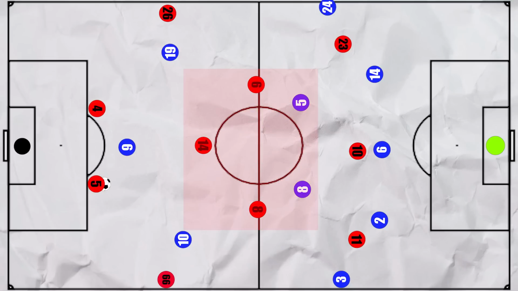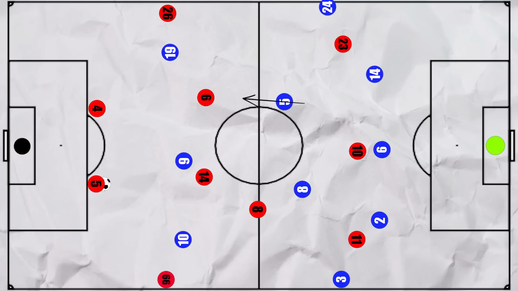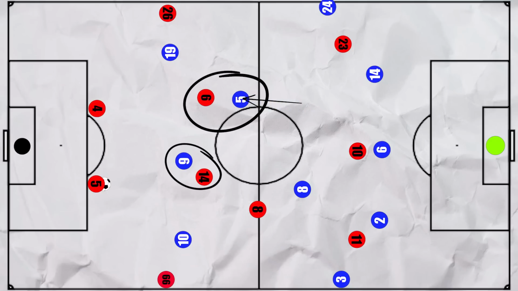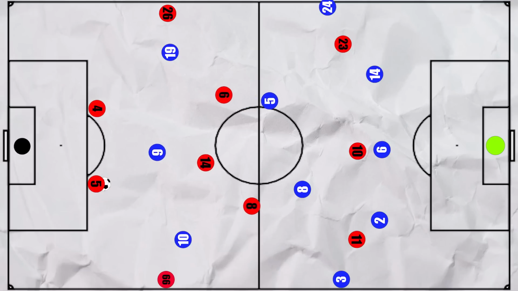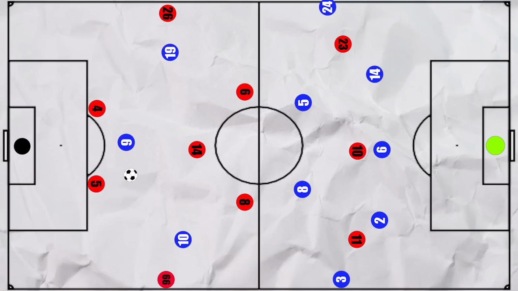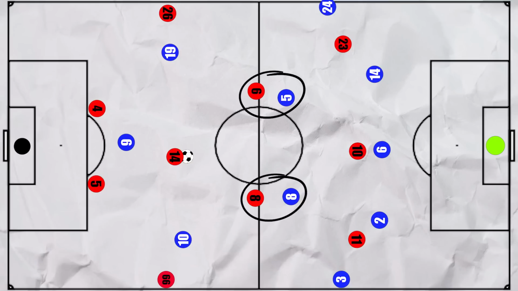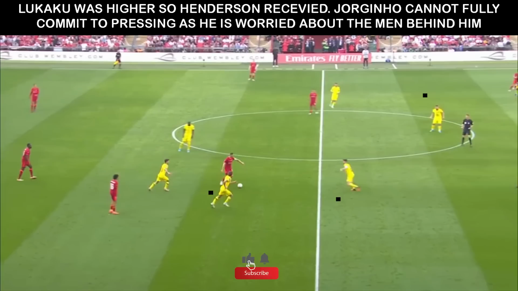Through the centre, Chelsea were naturally 3 versus 2 down, meaning that at first Tuchel wanted Lukaku to be deeper to cover the ball into Henderson. This would mean that even if Thiago did look to drop in to be the second outlet, Kovacic could follow, leaving Jorginho to cover in behind him. However, Lukaku could at times be drawn higher, meaning that Henderson would be free to receive, as the Chelsea pivots were reluctant to press, knowing that they were at a disadvantage.